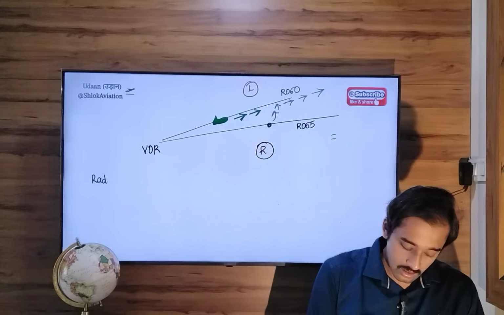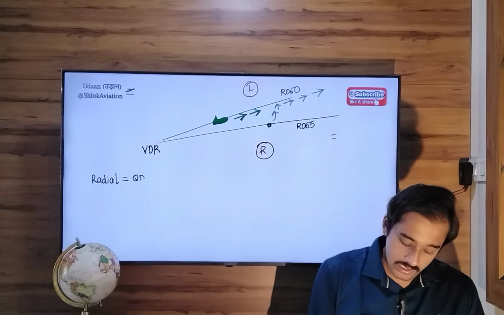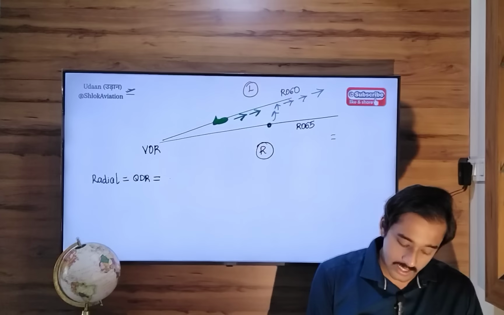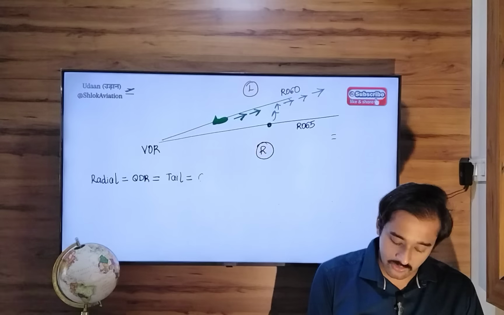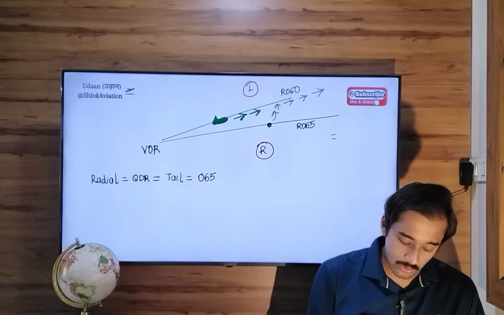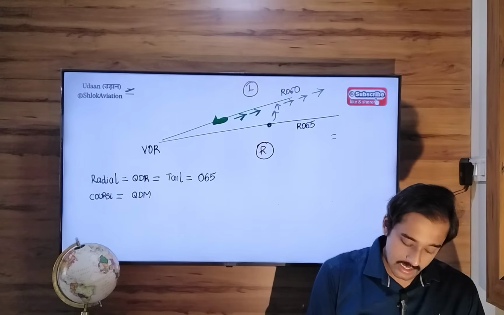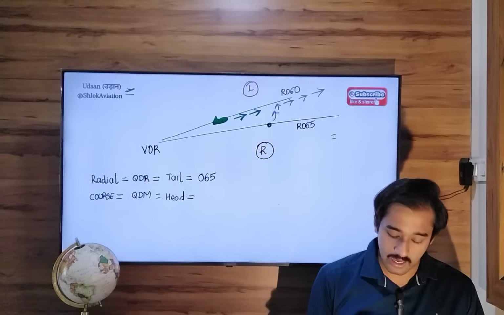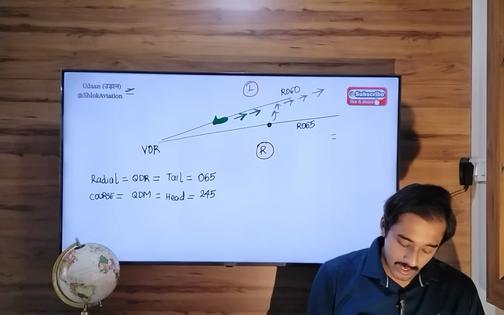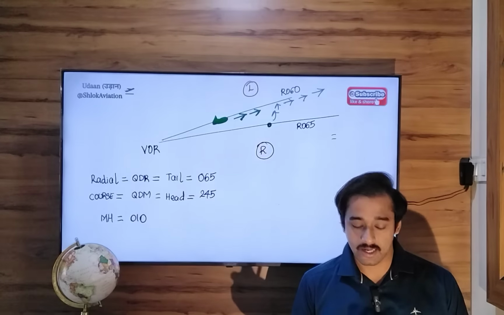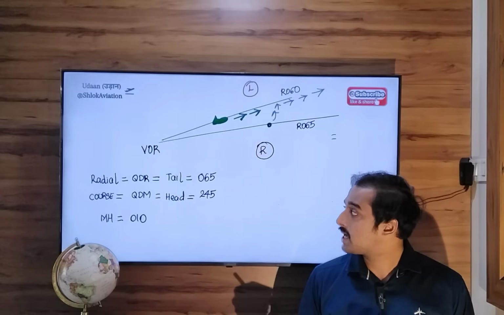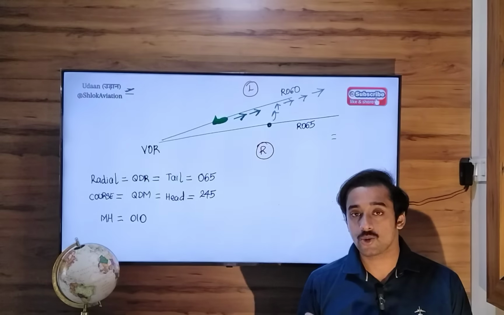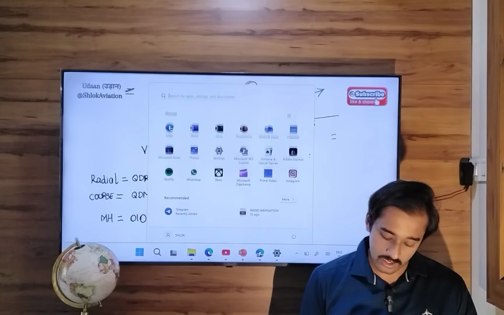So that means QDR is 065. QDR is indicated by the tail of the needle, so 065. Next, QDM, nothing but the course or track towards the station, is indicated by the head or tip of the needle, and that will be the reciprocal of QDR, which will be 245. Magnetic heading is 010. So now we will find an RMI indicator which has all these three values: the tail at 065, the head at 245, and heading of 010.